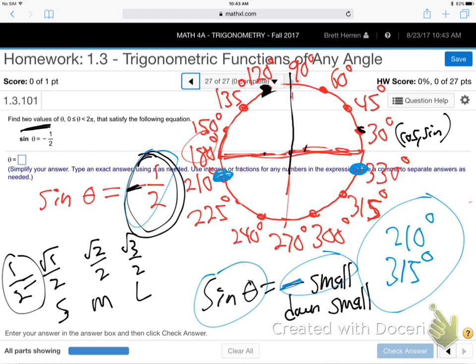Whew, this was a wild section. We didn't begin the other section. All right, so we just finished 1.3.